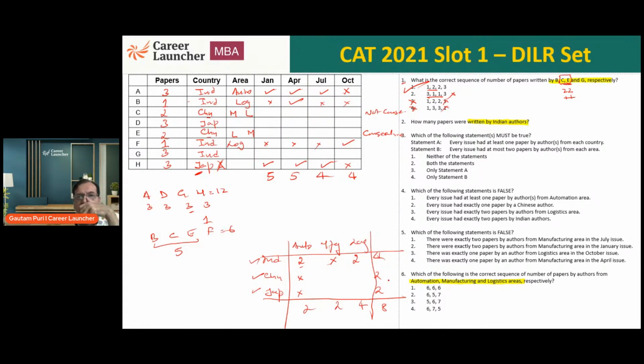Question number 6 is about, okay. I can answer question number 2. Which papers were written by Indian authors? Indian authors is going to be, let me just highlight that. 3, 4, 5, 6, 7, 8. So question number 2 again we have done.